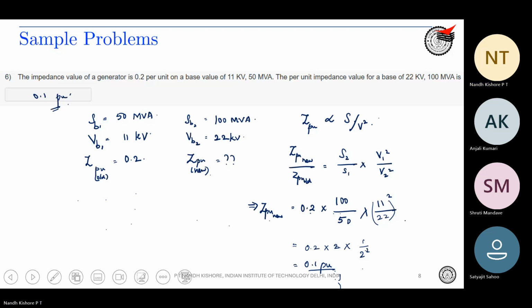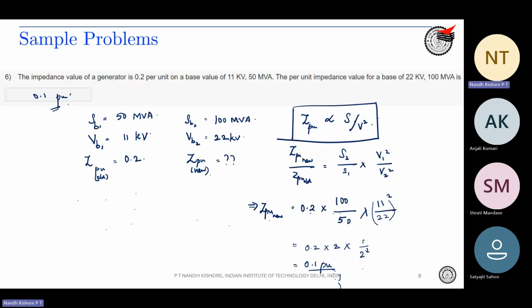Okay. Yes, sir. Got it, sir. Okay, this is a very standard question. That is, they give you the base values and ask you to calculate the impedance. That's a very standard question.